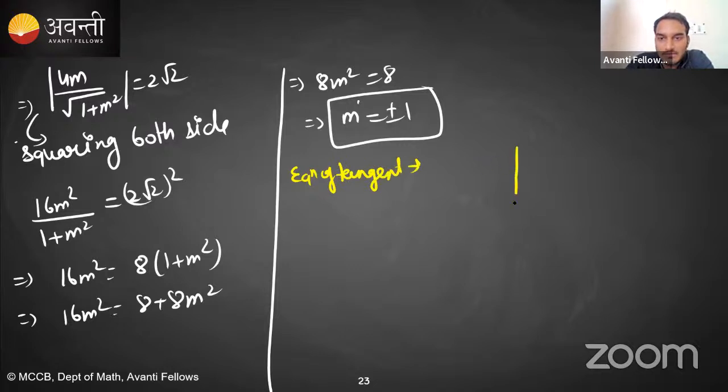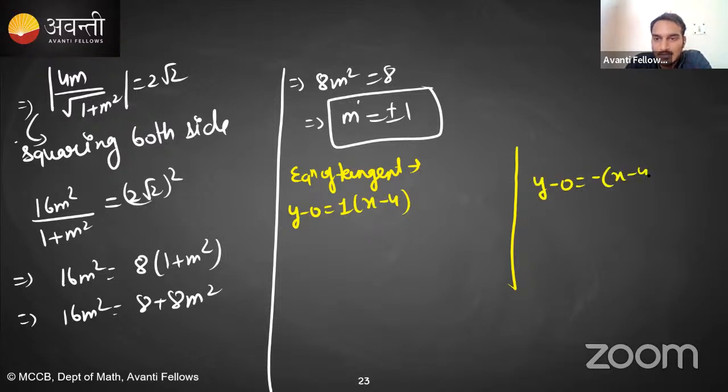One of the tangents will have the slope 1. So y minus y1 is equal to slope times x minus x1, and another tangent will have the slope minus 1. So y minus 0 is equal to slope times x minus 4. So from here we get y is equal to x minus 4, and from here we get y is equal to minus x plus 4.